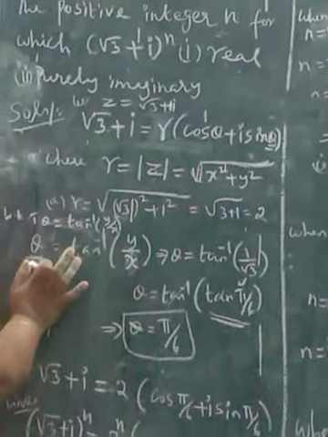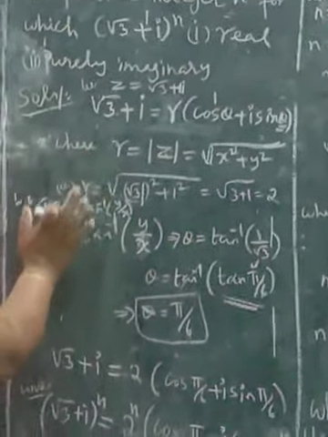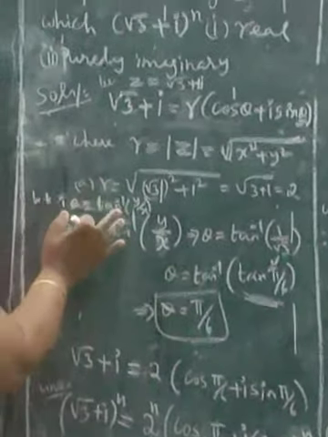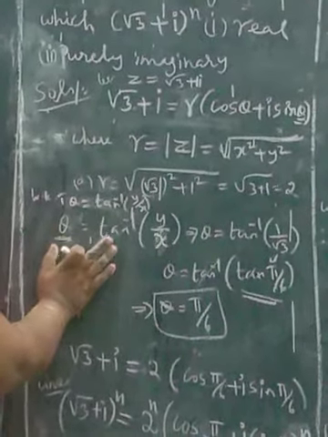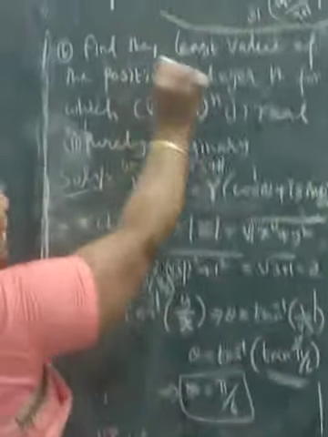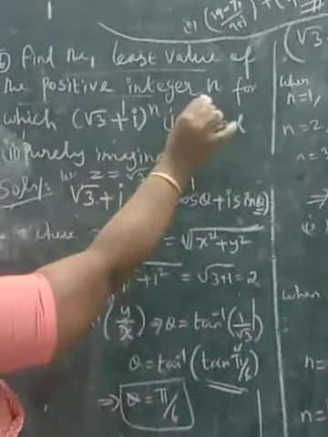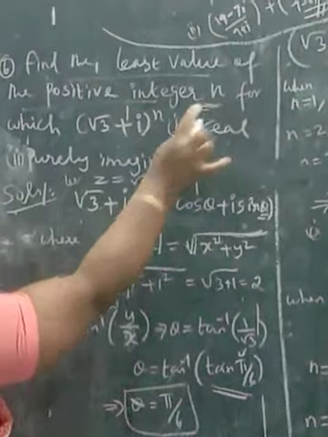So listen carefully. The seventh problem is based on this problem. So listen carefully and do the seventh problem as homework, like the sixth problem. Okay. First, find the least value of the positive integer n. So we are going to find the n value.